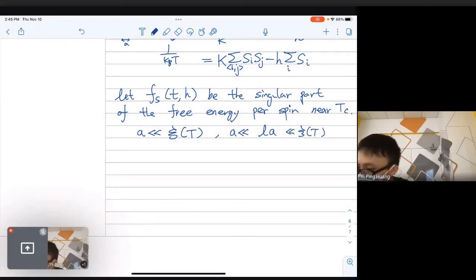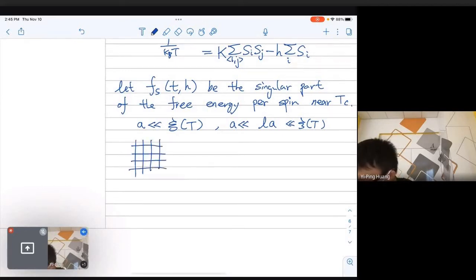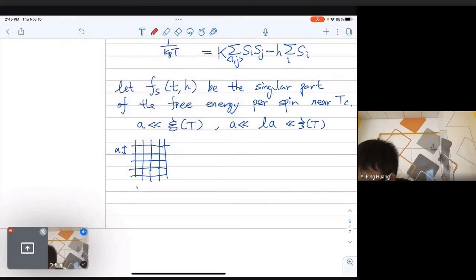So what we are trying to do is a kind of coarse-graining process. Imagine that maybe we have some kind of lattice at the very beginning, with spacing a, and we try to choose a block of spins. Let me copy and paste.